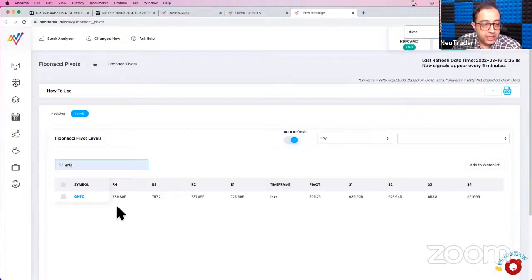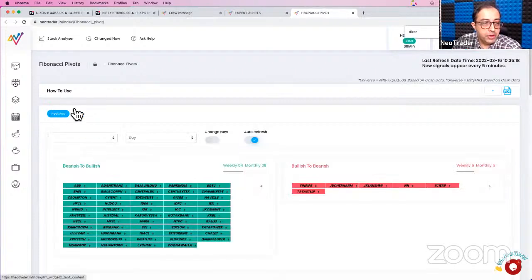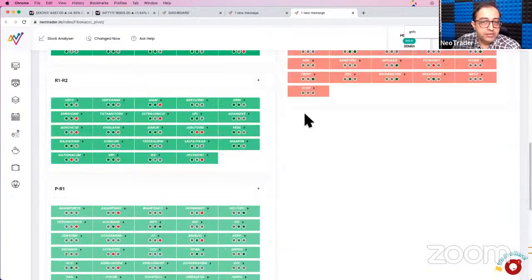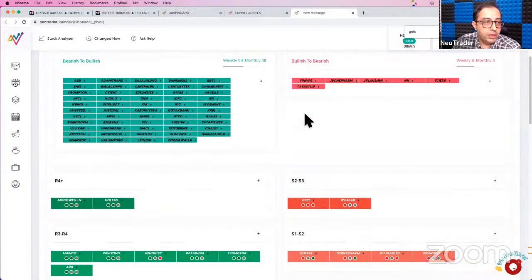You can see here the levels are already available, right? Now you want to know where GNFC is. You go here to the heat map, and then you can select GNFC. You will see that GNFC continues to be between pivot to R1. So you can see here that GNFC is still in pivot to R1.